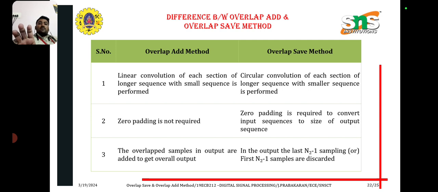The overlapped samples in the output are added to get the overall output in the overlap add method, whereas in the overlap save method, the first n2 minus 1 samples in the output are discarded.